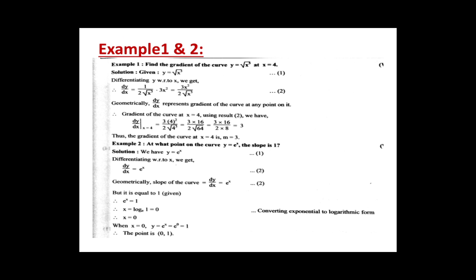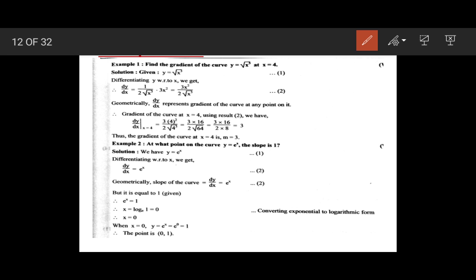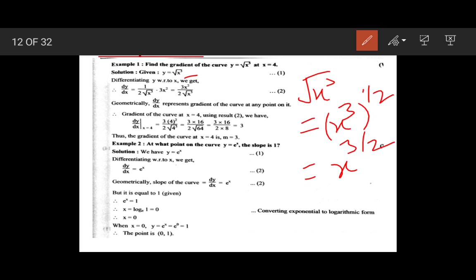Now let's see an example. The first example is: find the gradient, gradient means slope, of the curve y equals root of x cube at x equal to 4. So what is given? y equals root of x cube. Can we write this as x cube raised to 1 upon 2, which is equal to x raised to 3 upon 2? So y equals x raised to 3 upon 2. Now we have to differentiate this with respect to x.